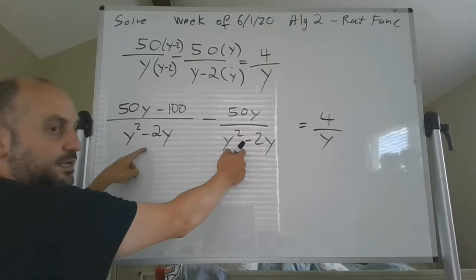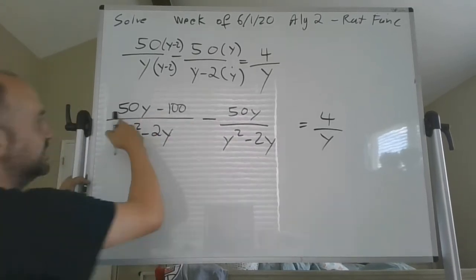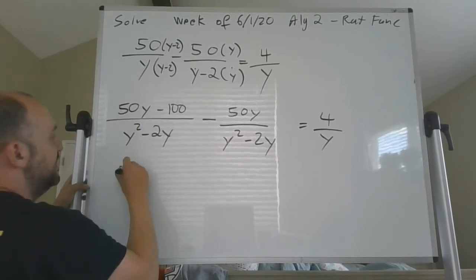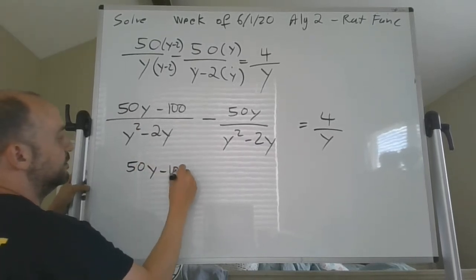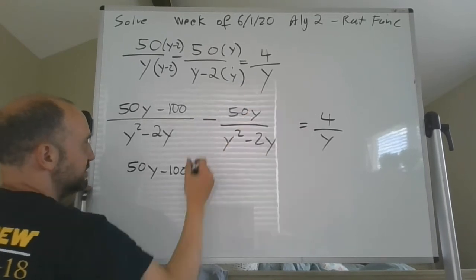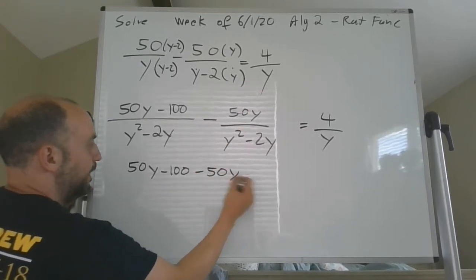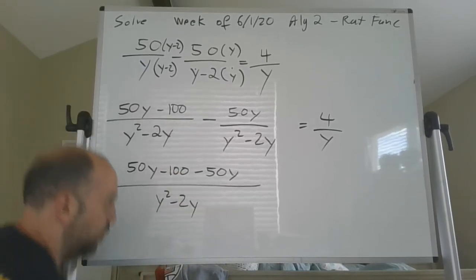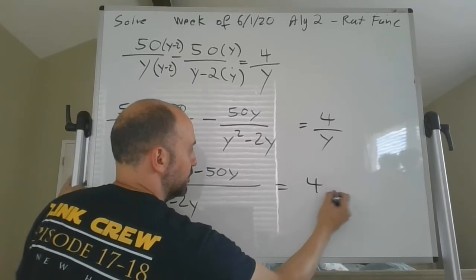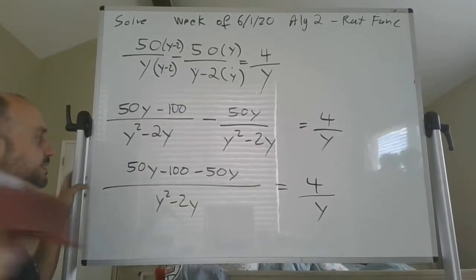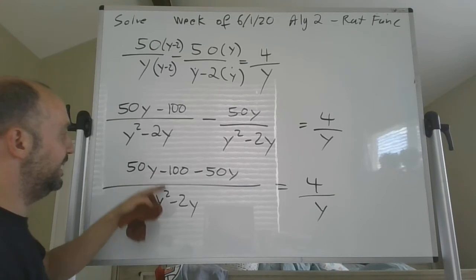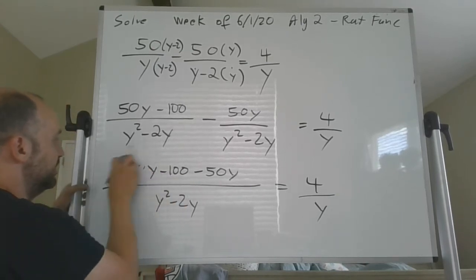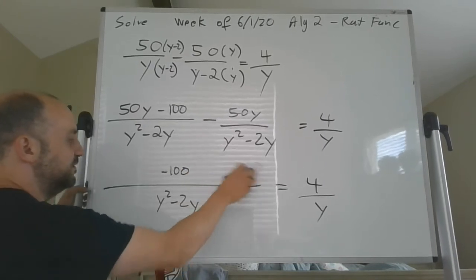We have a common denominator. We can now subtract this problem. Add or subtract, in this case it's asking to subtract. So that's 50y minus 100 minus this whole thing, which is 50y, all over y squared minus 2y, equals 4 over y. My arm's starting to hurt. Okay, let's do this now. 50y minus 100 minus 50y. 50y minus 50y cancels.